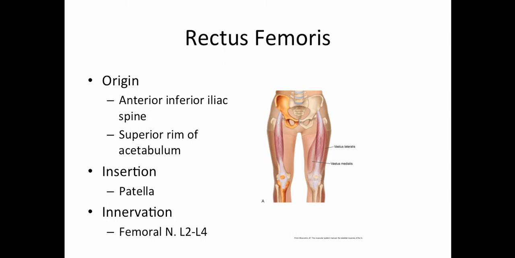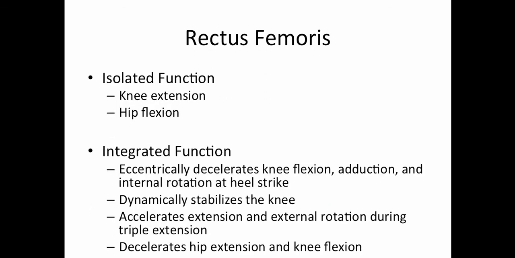The rectus femoris originates on the anterior inferior iliac spine and on the superior rim of the acetabulum. It inserts on the patella. The isolated function is knee extension and hip flexion. The integrated function is that it eccentrically decelerates knee flexion, adduction, and internal rotation at heel strike. It dynamically stabilizes the knee. It accelerates extension and external rotation during triple extension, and it decelerates hip extension and knee flexion.